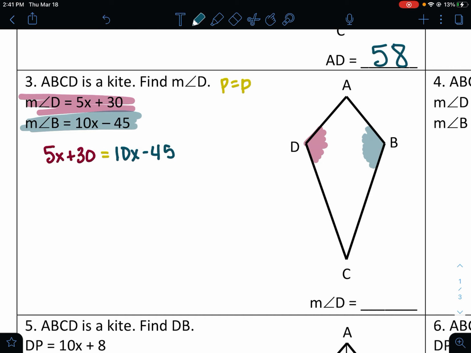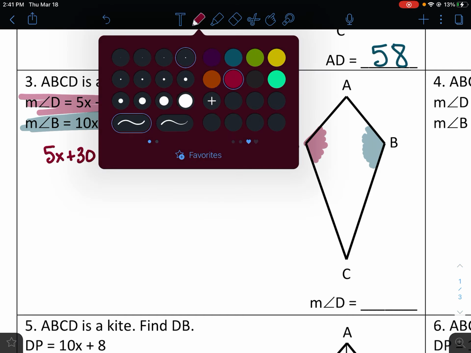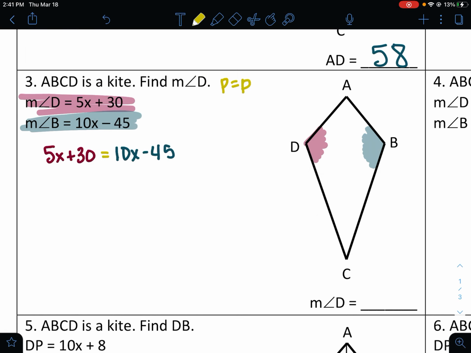Okay, so we got that going on. And again, you can use solve if you would like. All right, so if I subtract 5x from both sides, that's going to leave 5x. If I add 45 to both sides, it's going to be 75. If I divide both sides by 5, that's going to be 15. Okay, so we get x is 15.